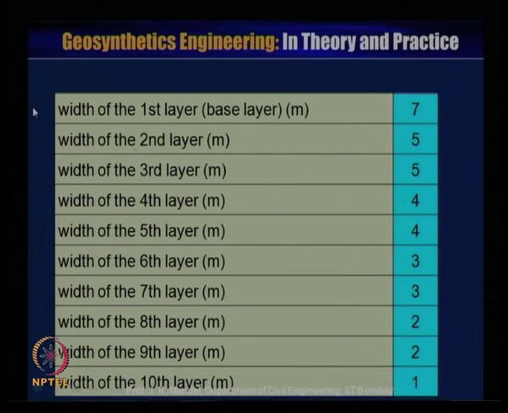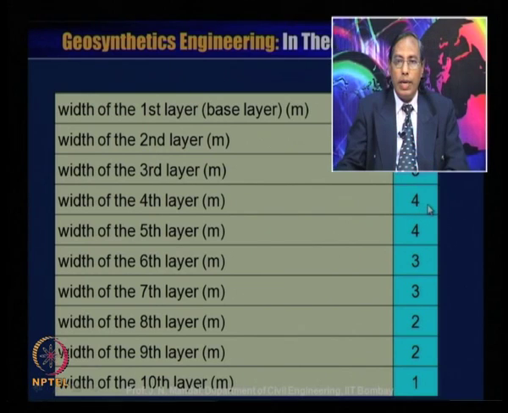So, the width of the first layer, the base layer, is 7, then width of the second layer is 5 meter, width of the third layer is 5 meter, width of the fourth layer is 4 meter, width of the 5th layer is 4 meter, width of the 6th layer is 3 meter, width of the 7th layer is 3 meter, and width of the 8th layer is 2 meter, and width of the 9th layer is 2 meter, and the width of the 10th layer is 1 meter. So, this way it has been arranged.